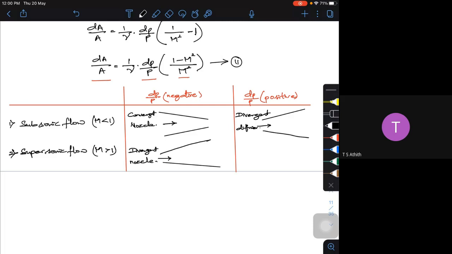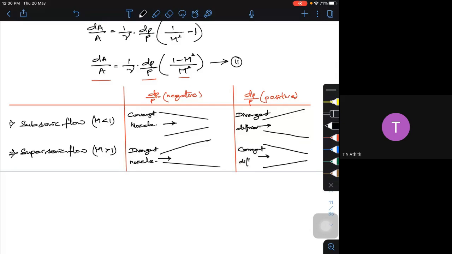So what will happen if dP by P is positive? I will end up with a convergent diffuser. So that means we do have convergent diffusers also. Now what is more critical here is equation number 11. So this is a convergent diffuser.